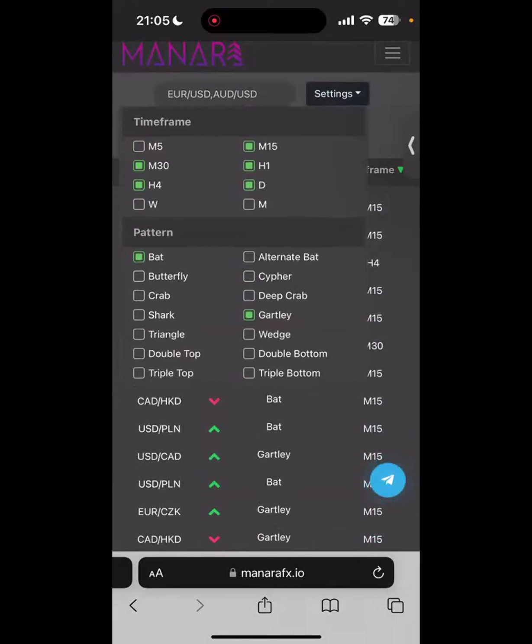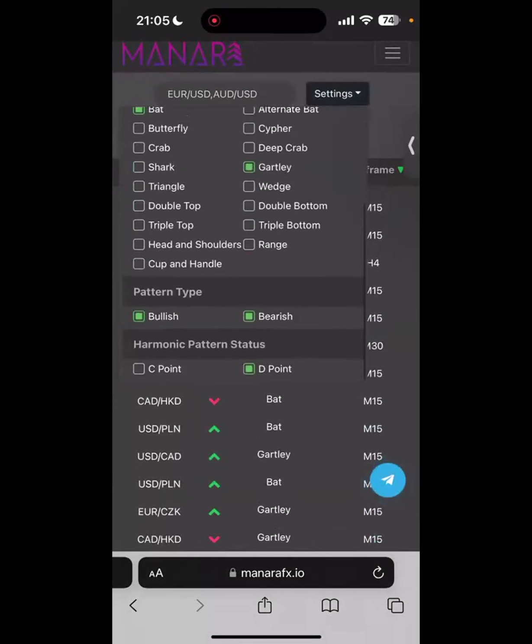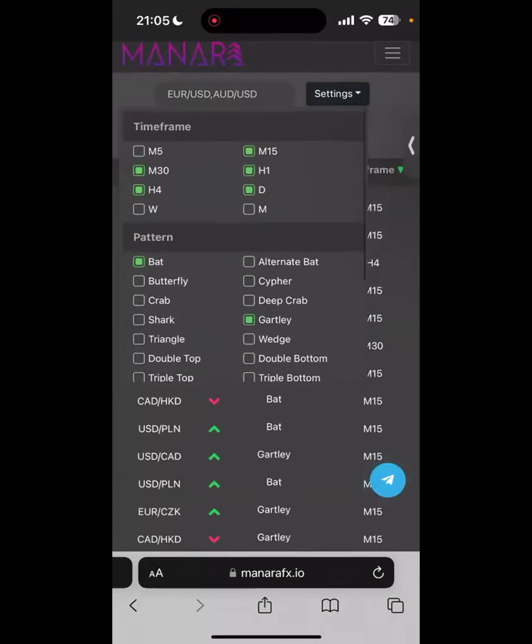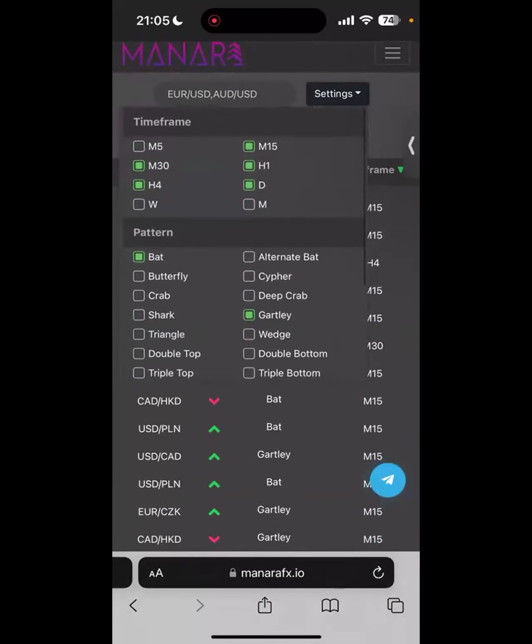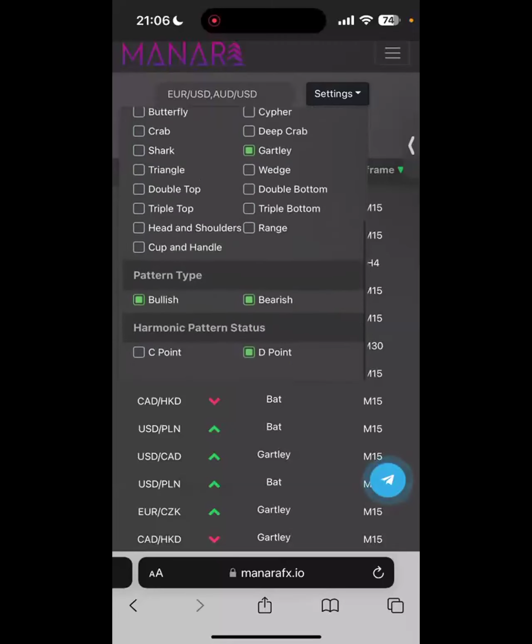All right. So guys, come up so they see it from the beginning. Take a screenshot. On pattern, it is only Bat and Gartley. So just turn off every other thing. Leave Bat and Gartley alone. Right? So scroll so they can see the other parts.